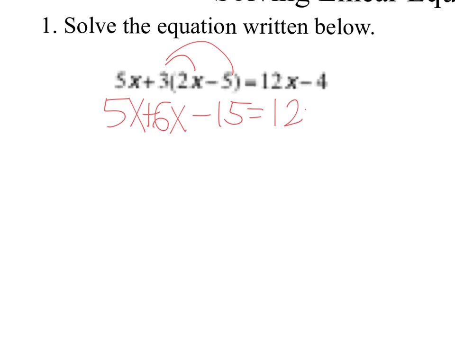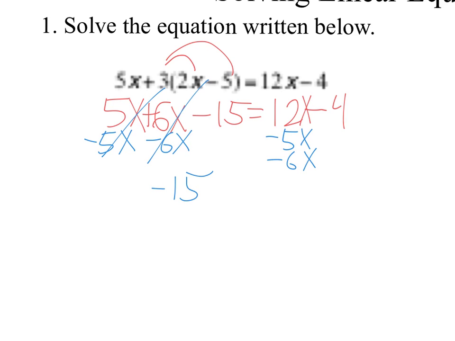And 12x minus 4. Alright, now we've got a whole bunch of x's. I don't like that they're on different sides, so I might try to subtract from one side to bring them to the other one. So at this time I might subtract a 5x and a 6x from the left, and subtract 5x and a 6x from the right. So I've got negative 15, that goes to 0, that goes to 0. And on the right side I've got 12 minus 5 is 7, minus 6 more is 1x.